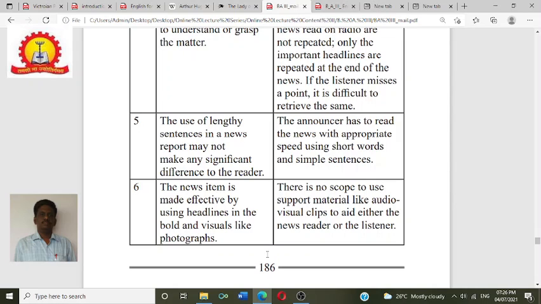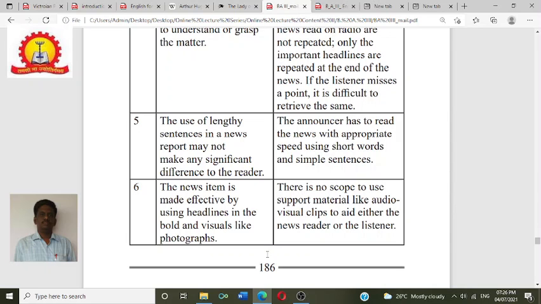So in print media, you can write lengthy sentences. It does not make any significant difference to the readers. However, as the news broadcast on radio is meant to be heard by the people, the announcer should read it with the appropriate speed and use short words and simple sentences.